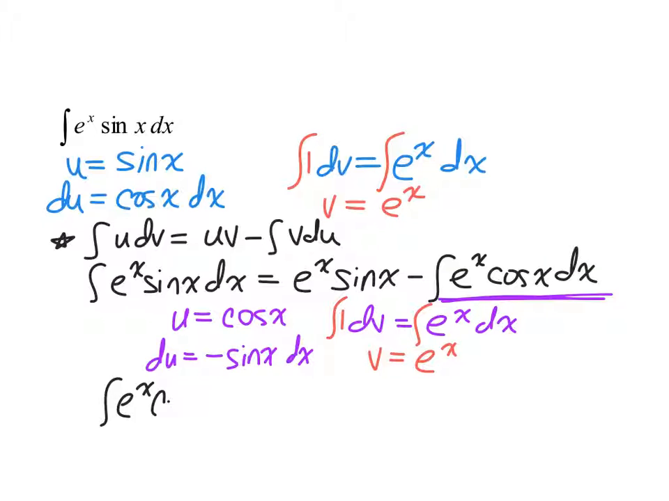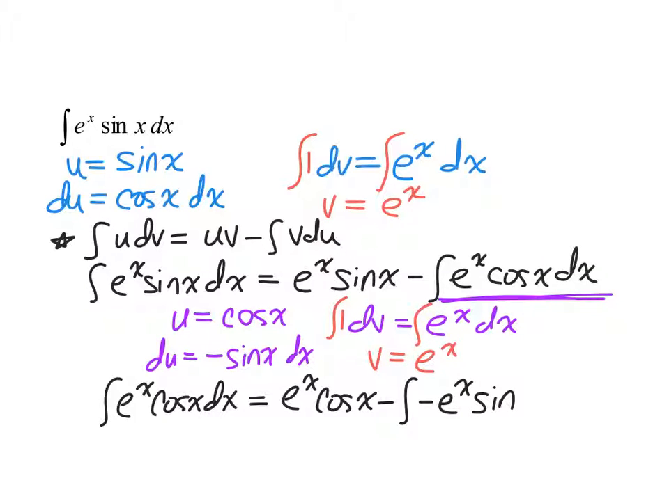E to the x cosine of x dx is going to become, now it's my new u times v, so e to the x cosine x, minus the integral of v du. So that's going to become minus negative, so the two negatives will account for each other in a second, e to the x sine x dx. All right, so those two negatives will cancel to a positive.